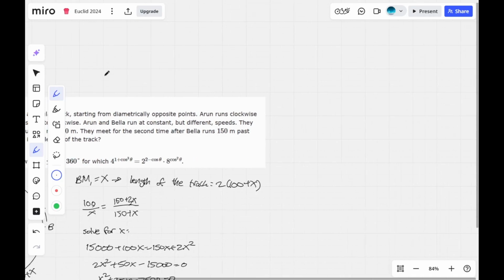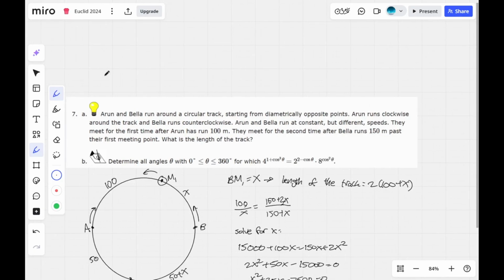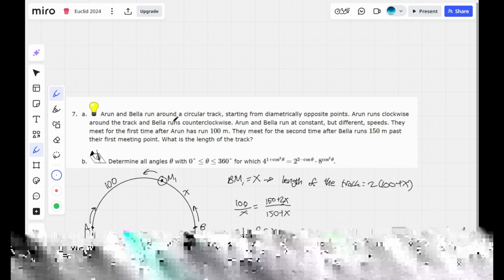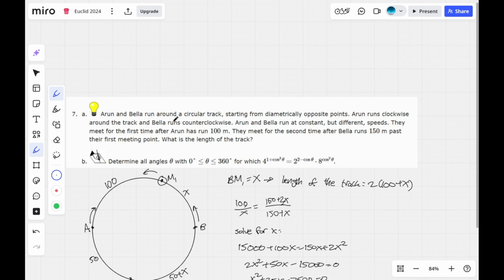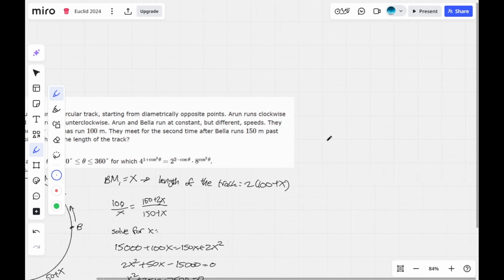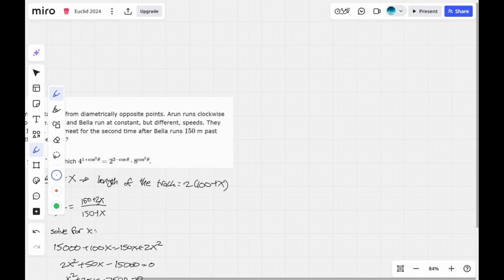Okay. Moving on to 7b. Determine all angles theta for which 0 degrees is less than or equal to theta is less than or equal to 360 degrees, for which 4 to the power of 1 plus cosine cubed theta is equal to 2 to the power of 2 minus cosine theta times 8 to the power of cosine squared theta. So I'll copy that down over here: 4 to the power of 1 plus cosine cubed theta is equal to this.